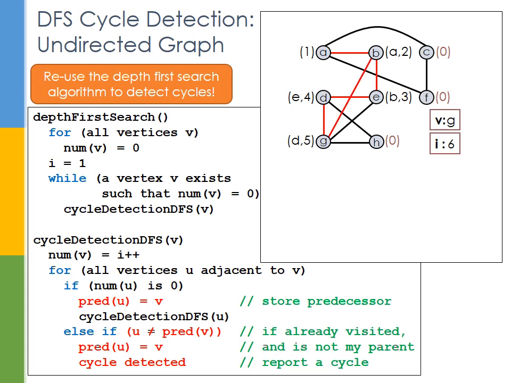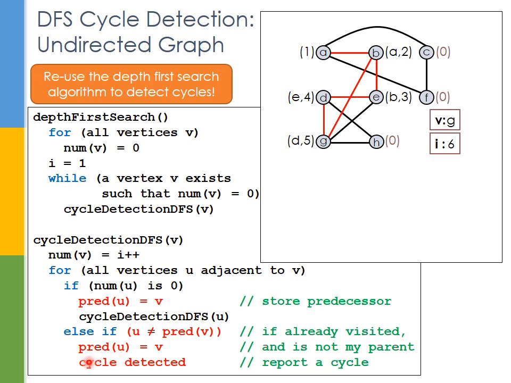So again, we will work alphabetically, so the next adjacent vertex that we select is vertex B. Now we need to look at the number for vertex B. We see that it is not 0. It's also not the predecessor vertex for the current vertex G. So therefore, we enter the body of this second if statement over here.